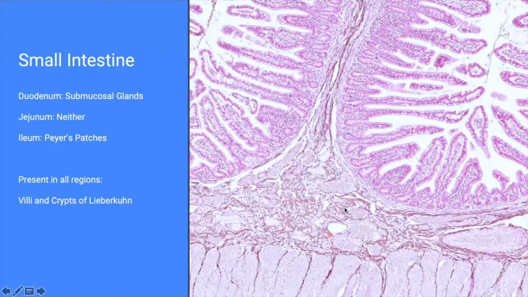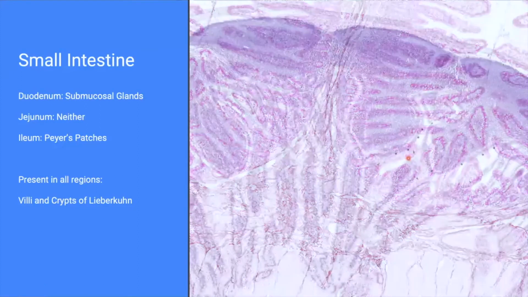And then this here is our submucosa, which in the jejunum is really just occupied by vessels, loose connective tissue, and then some lymphatic vessels as well. And then we have our muscularis externa down at the bottom here. So as far as a small intestine biopsy or sample, if we don't see glands in the submucosa, then we know we're not in the duodenum. No duodenum if there's no submucosal glands. If there's nothing else found within the submucosa, then we're likely looking at a jejunum sample.